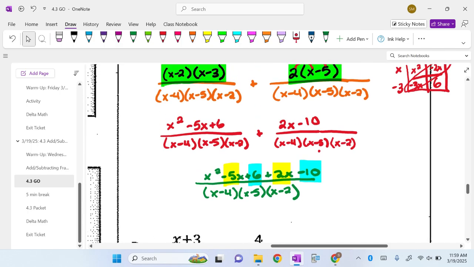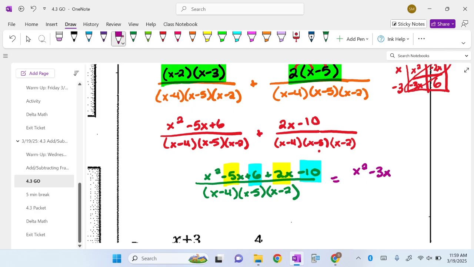So once again, I'm going to rewrite all the mess. So this will be x squared. Negative 5x plus 2x is negative 3x. 6 minus 10 is negative 4. All over x minus 4, x minus 5, x minus 2.